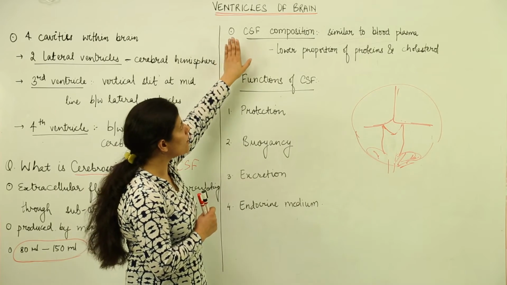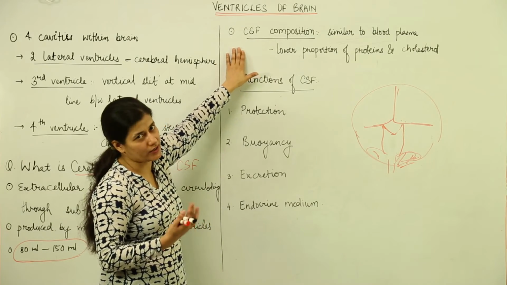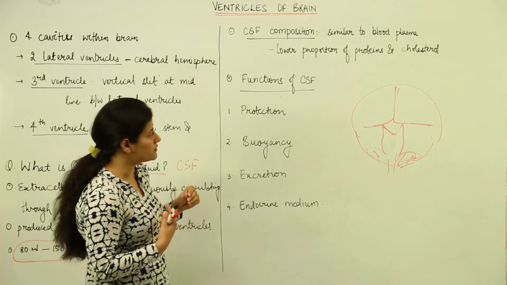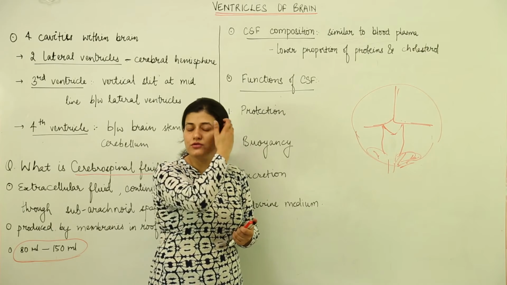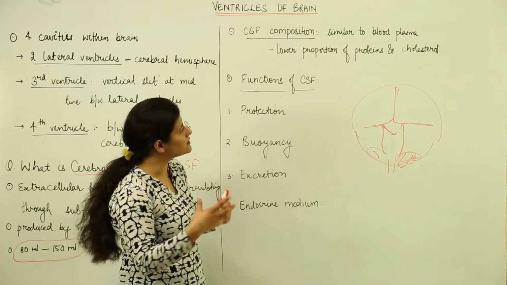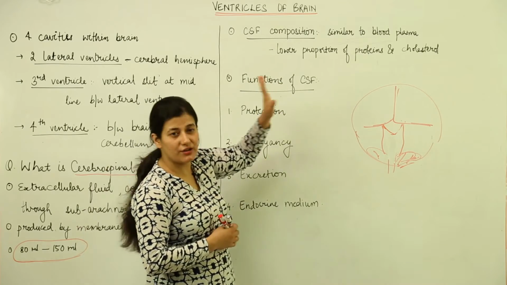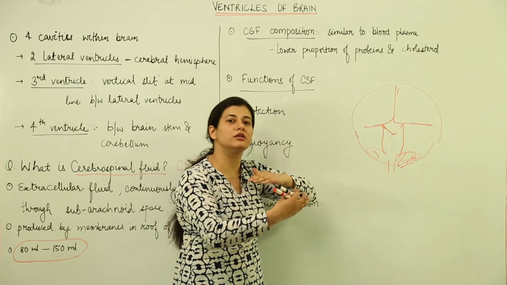So, coming to the composition of cerebrospinal fluid, it is quite similar to that of plasma. So, you know what plasma is all about. Blood plasma is more of water and a few dissolved proteins and some amount of dissolved gases which could be present. But the composition of cerebrospinal fluid would be quite similar to blood plasma.